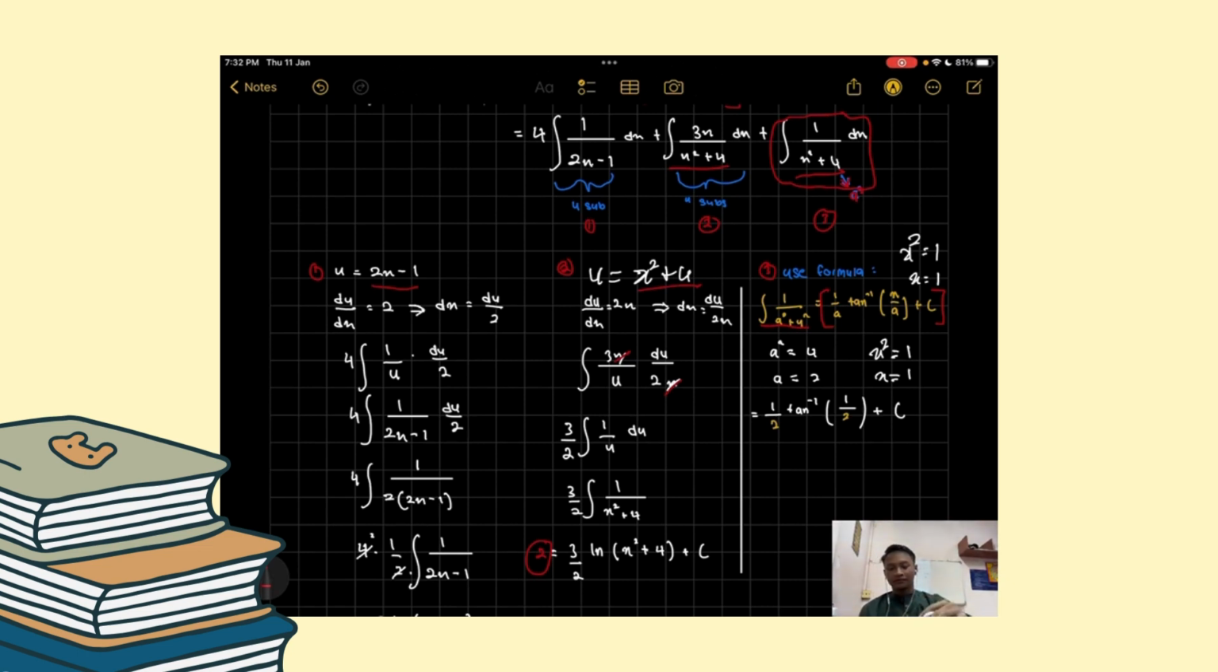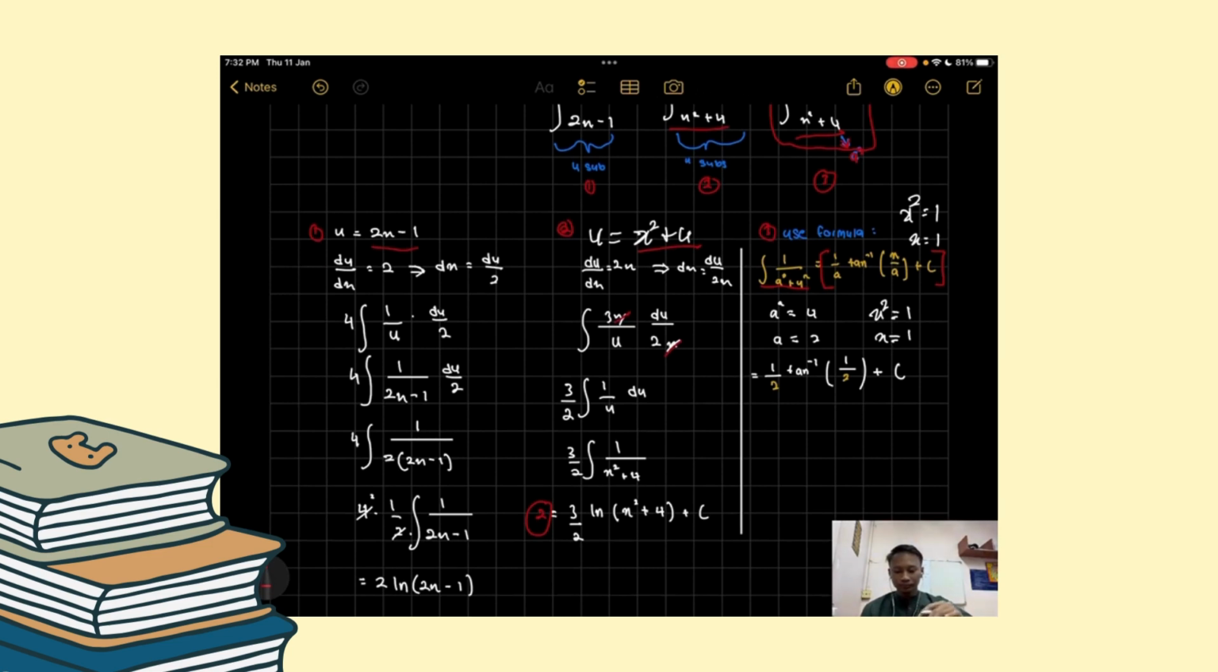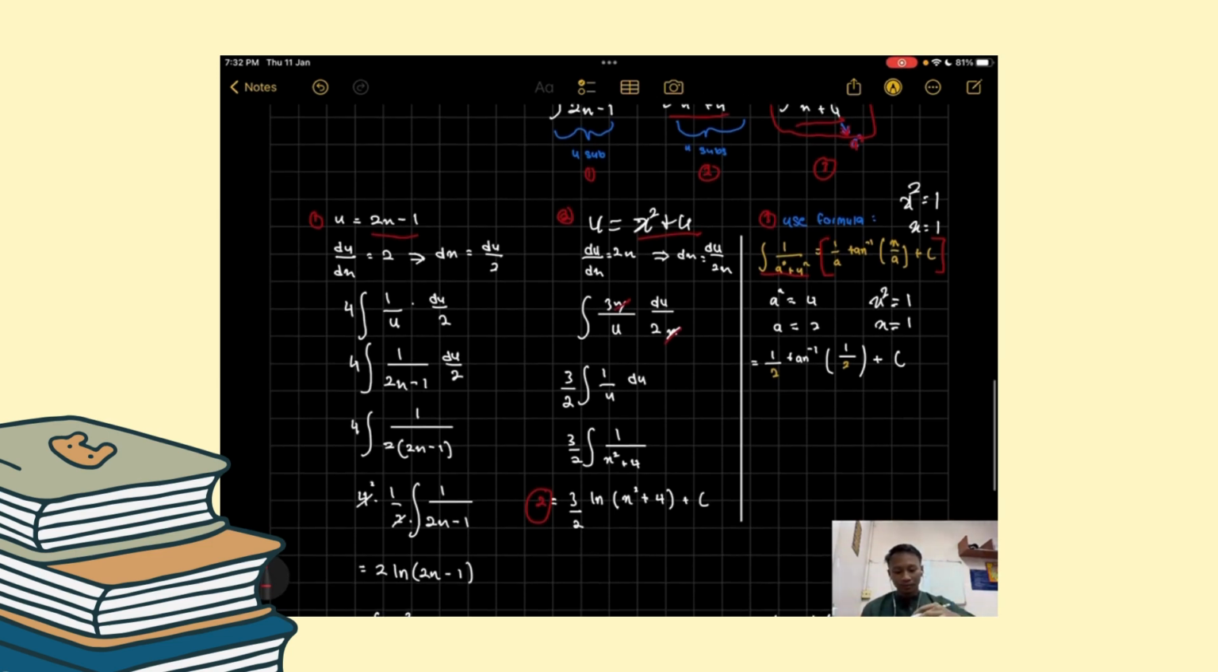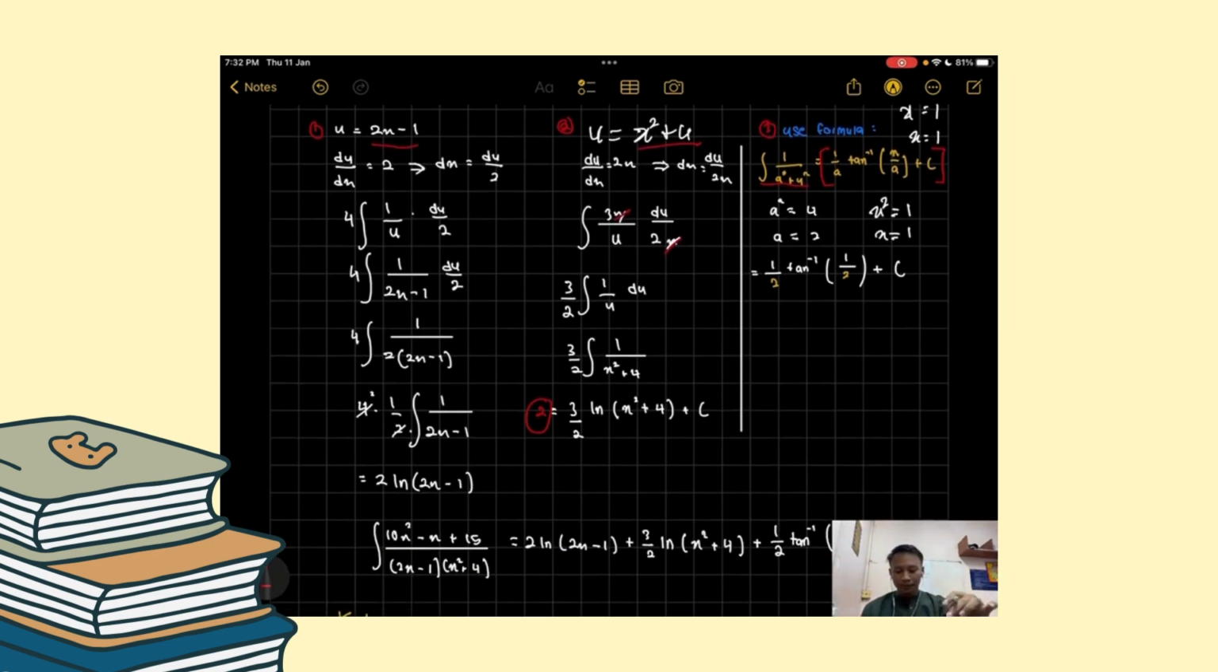After we get all the integrations, we combine all the integrations into one. So we got the answer here. So this is the final answer.